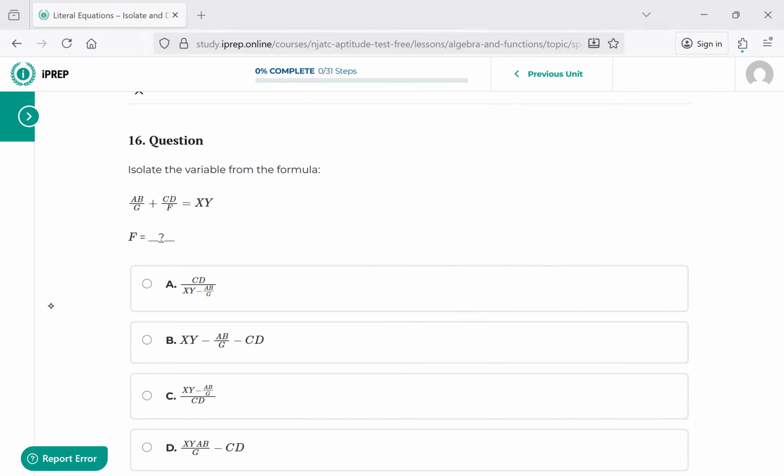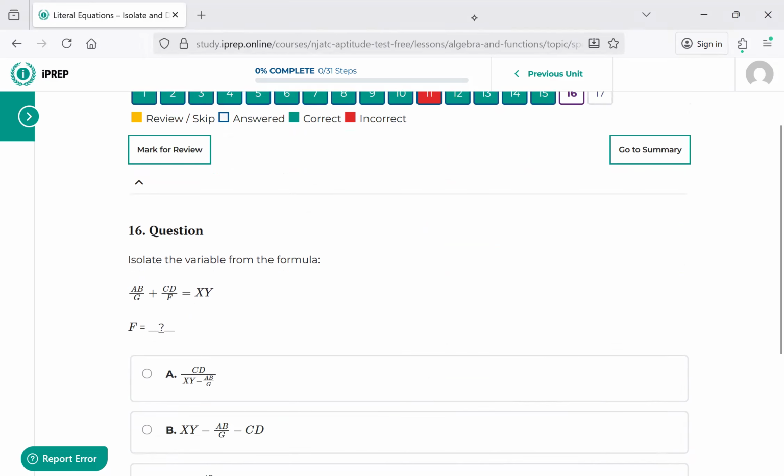Let's move on to question 16. We've got to find big F. Okay, this one's a little bit more difficult. Yeah, so just two more.